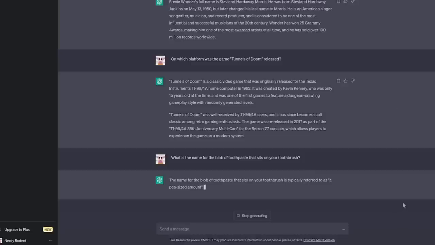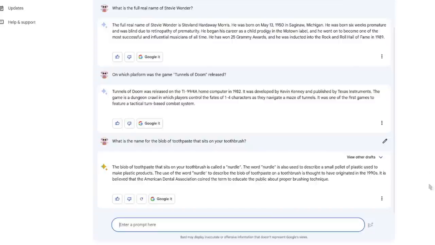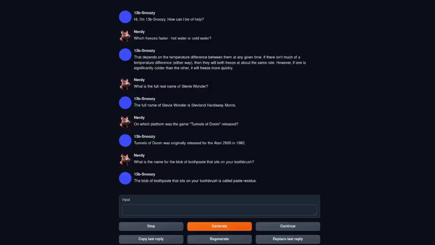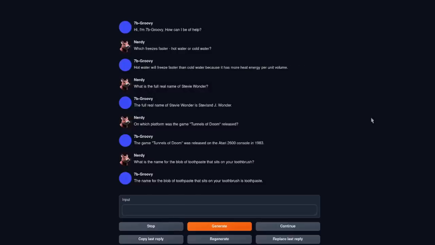ChatGPT still going. It's attempting to answer this. And the blob of toothpaste is referred to as a pea-sized amount of toothpaste. All right, and Bard, oh, Bard, okay, well done, Bard. Bard, the blob of toothpaste that sits on your toothbrush is called a nurdle. Correct, that is the correct name. So everyone got it wrong there, apart from Bard. Okay, so with regards to factual information, I don't think either of them did quite well, but then it did say it was trained more on stories and stuff.